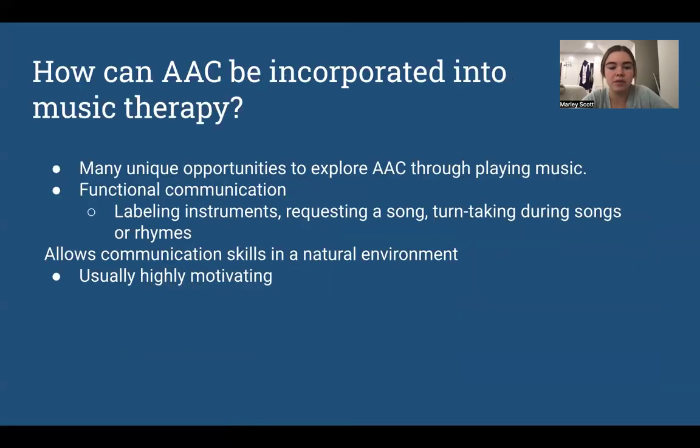How can AAC be incorporated into music therapy? Well, we're glad you asked. There are really a lot of unique ways to explore AAC with music. There are several ways to practice functional communication, such as labeling instruments on a device, requesting a favorite song, or practicing turn taking when finishing a song or rhyme. Music is really a good way to allow communication skills practice in a natural environment since most children will hear music everywhere, and it's usually highly motivating.